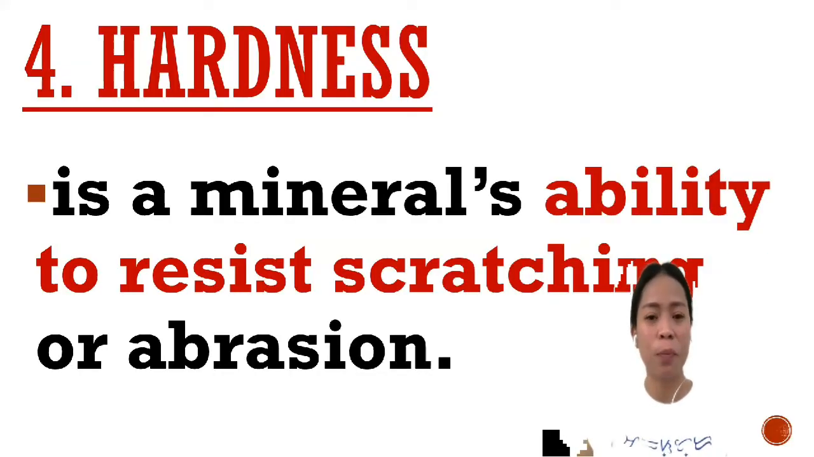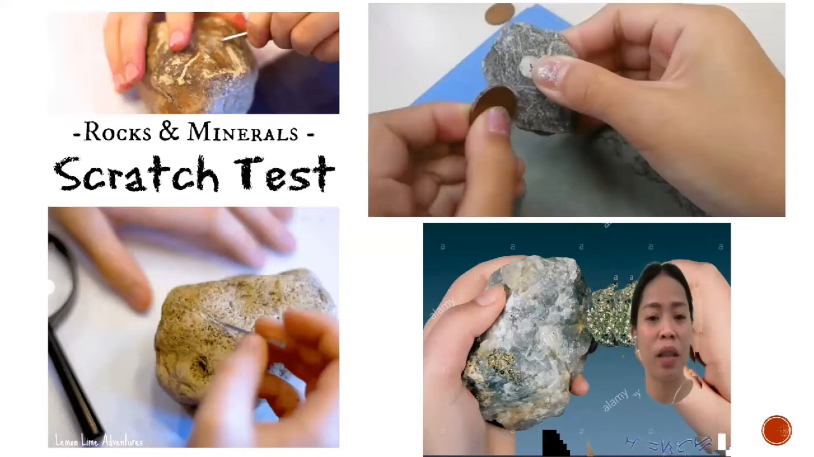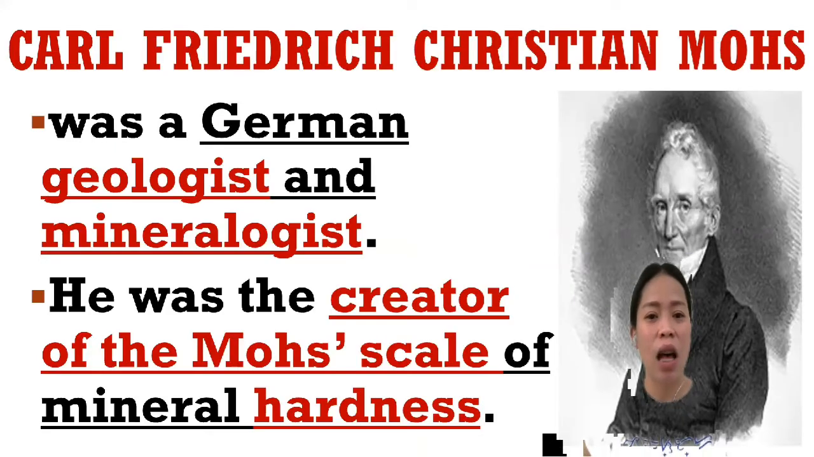The next physical property of the mineral is the so-called hardness. It is a mineral's ability to resist scratching or abrasion. Hardness can be determined using a scratch test. A simple scratching using a coin, or even a nail, or even your fingernail will do. And it is associated with Carl Friedrich Christian Mohs, a German geologist and mineralogist who is said to be the creator of the Mohs scale of hardness. Are you familiar with Carl Mohs?